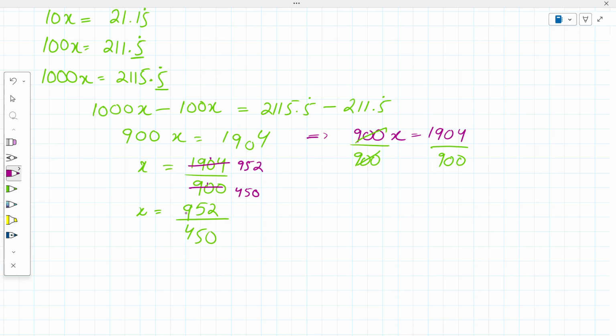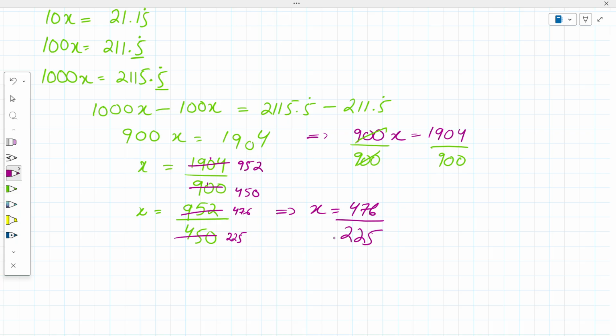Now can we further simplify this? Yes, we can simplify again with 2, because 2 is the common factor between them. So the value will be 476 in the numerator and 225 in the denominator. So x equals 476 divided by 225.